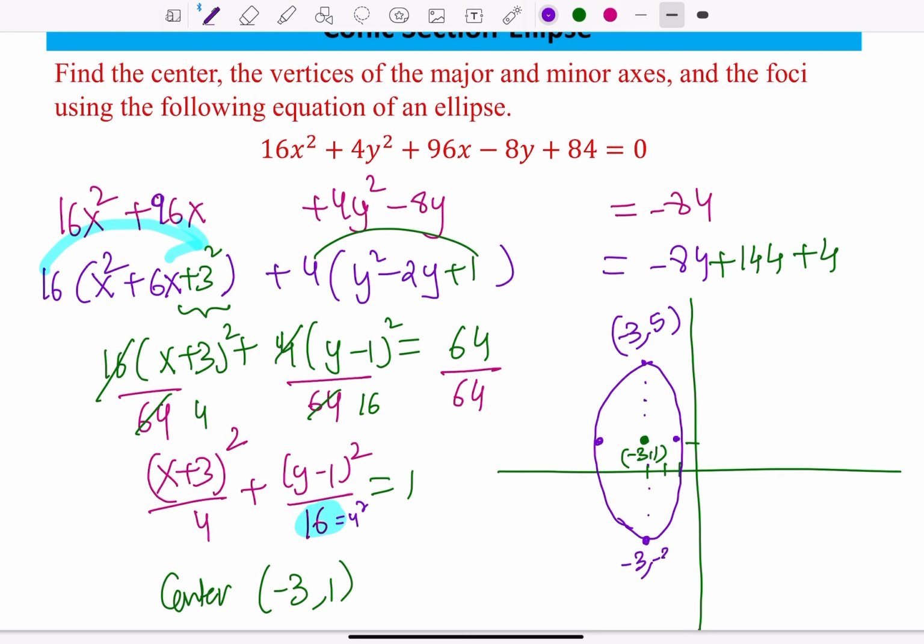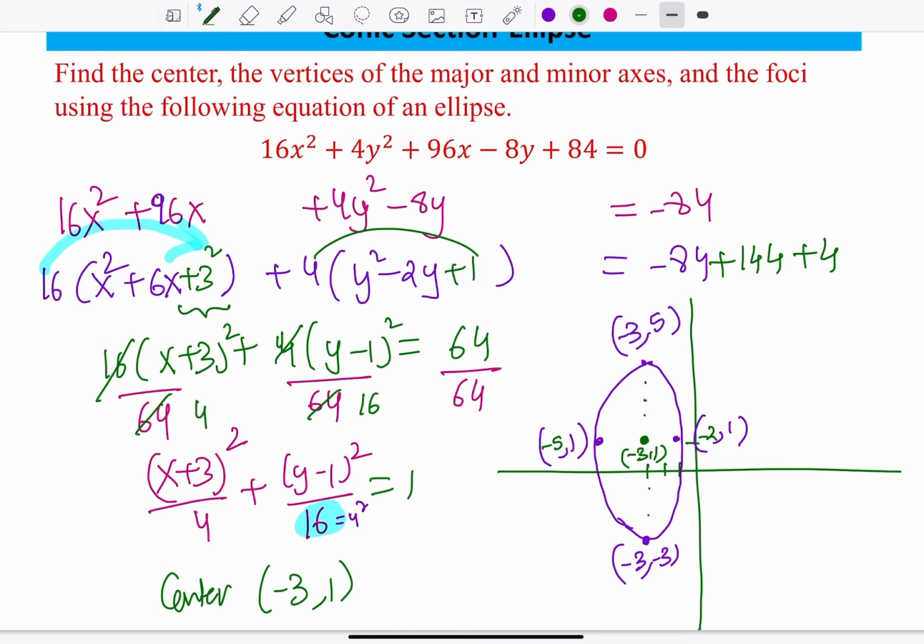If I go 4 below, I'm at negative 3, negative 3. And going to the left and right, the co-vertices. Remember, the y coordinate does not change when we move left and right, but the x coordinate will change. From -3, if I go 2 to the right, I'm at -2. If I go 2 to the left, I'm at -5. And there's my ellipse graphed.